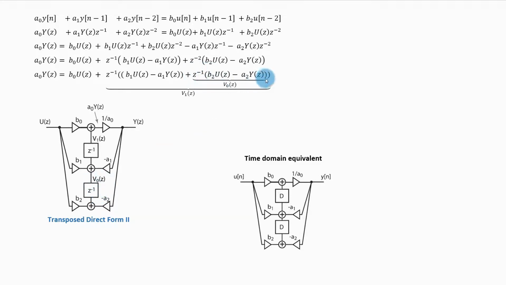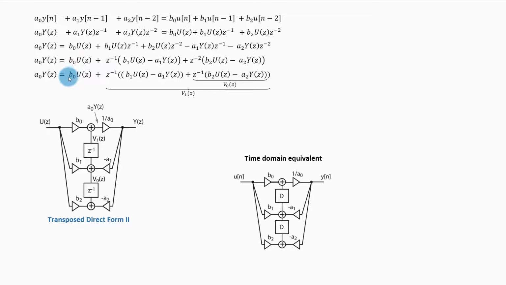Here I multiply by z to the minus 1, and that will give me this v sub 0 of z, that is this expression. Now I need to take u of z multiplied by b1 plus I need to take y of z and multiply it by minus a1. So I take u of z multiplied by b1 plus I take y of z and multiply it by minus a1. Then I need to multiply by this z to the minus 1, which I have here, and that will give me this v sub 1 of z, which is this expression. Next, I need to take u of z and multiply it by b0.